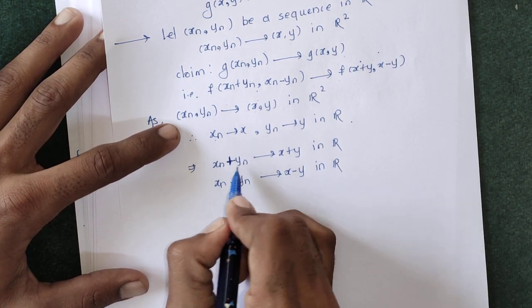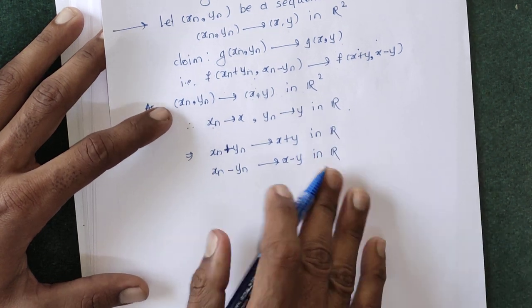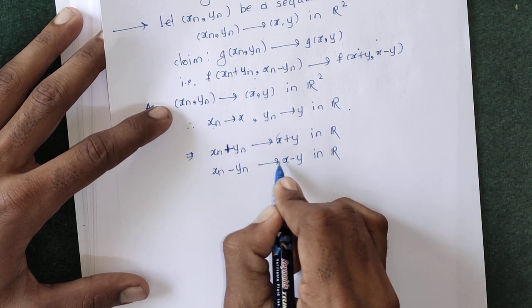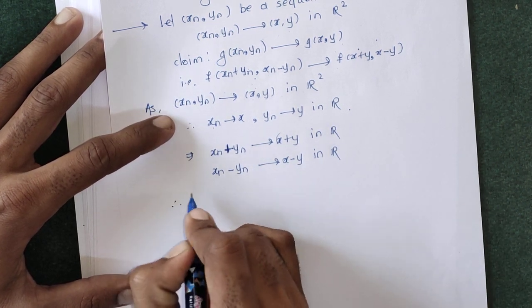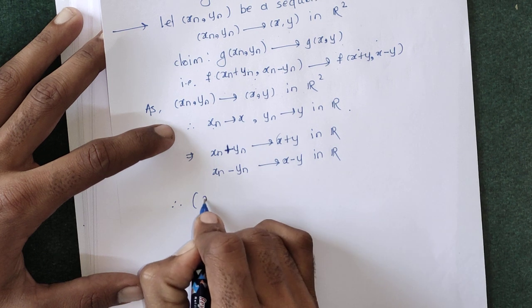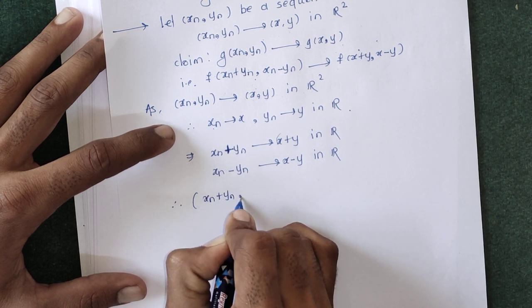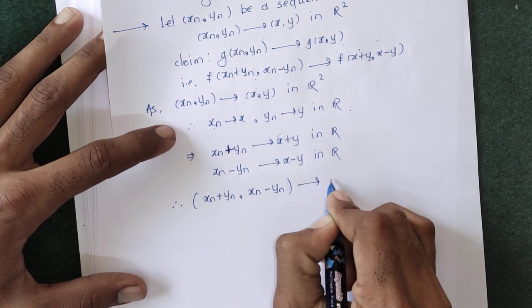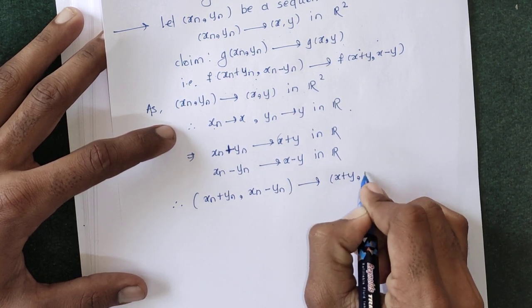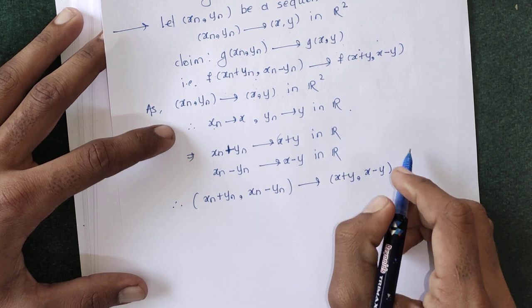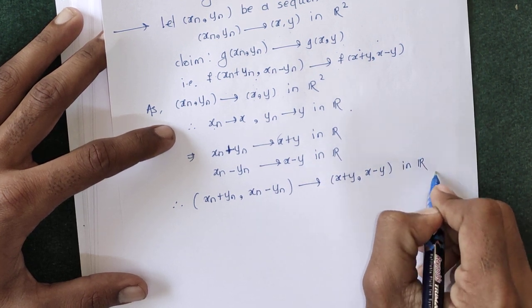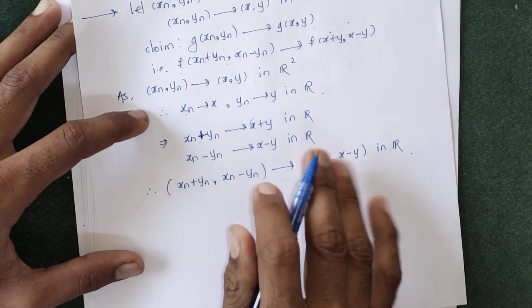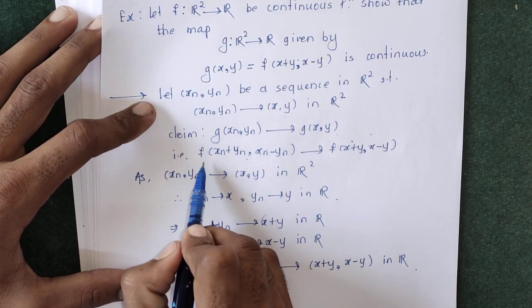So if we take the ordered pair of these two convergent sequences in R, the first sequence converges to x plus y in R, and the second sequence also converges to x minus y in R. Therefore, by the product metric, the ordered pair (xn plus yn, xn minus yn) converges to the ordered pair (x plus y, x minus y) in R square.